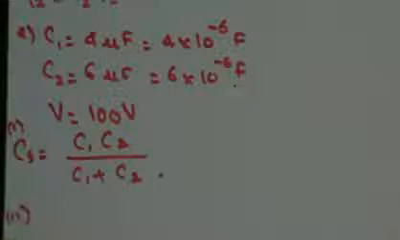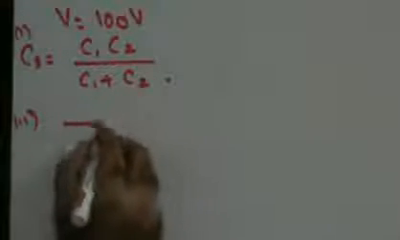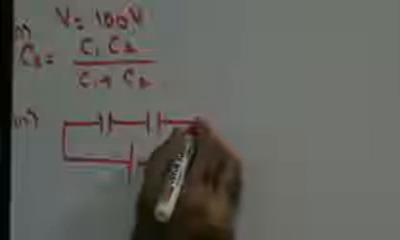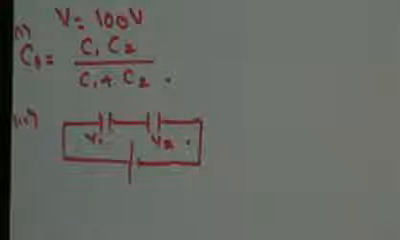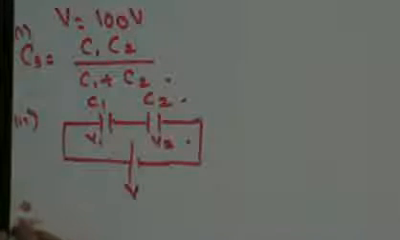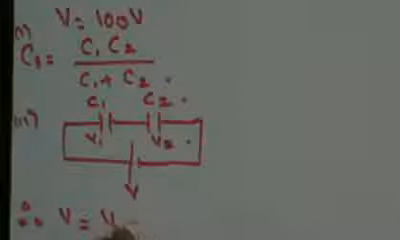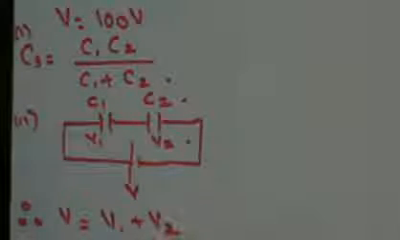Second part of the question, they are saying that if a potential difference of 100 volts is connected across the combination, what is the potential difference across each of the capacitors? Now, if the two capacitors are connected in series across 100 volts, let us assume that the potential drop across the first capacitor is V1 and the potential drop across the second capacitor is V2. This is V. So from the diagram I can definitely say that V is equal to V1 plus V2, right?